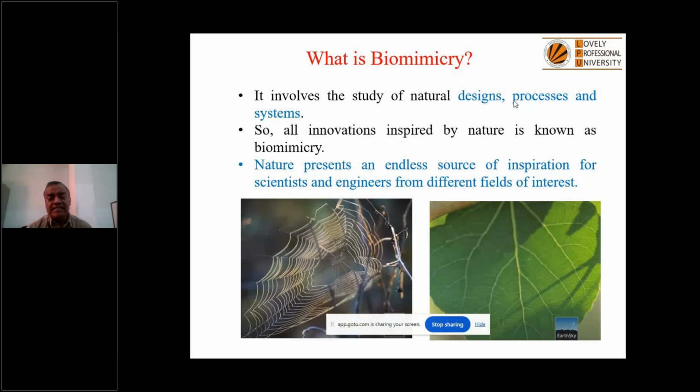Nature presents an endless source of inspiration for scientists and engineers from different fields of interest. For example, you are seeing this mic. This is a very small spider web net, and here you are seeing this, and this is how food and water are supplied to every organ of the leaf.